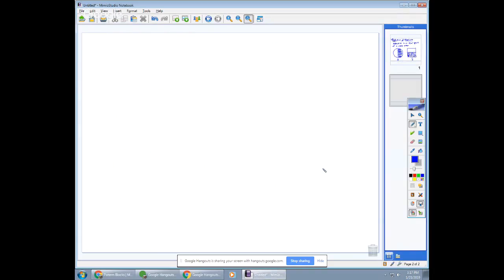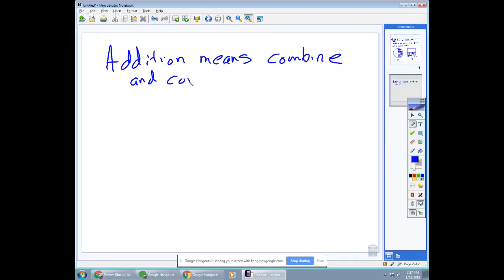All right, what does addition mean? Addition means combine and count. All right, so we're going to take these area things, we're going to try to combine them and count them. So let's start with about the simplest pair of fractions we can, 1/2 plus 1/3.